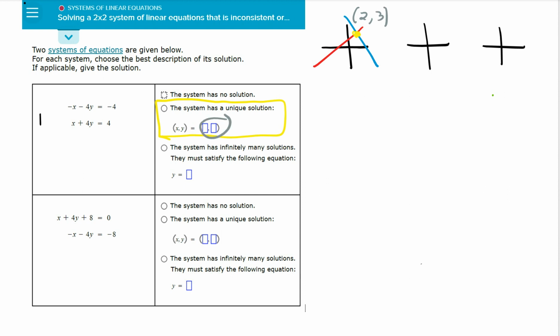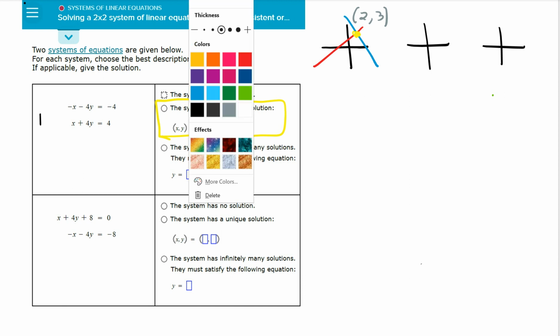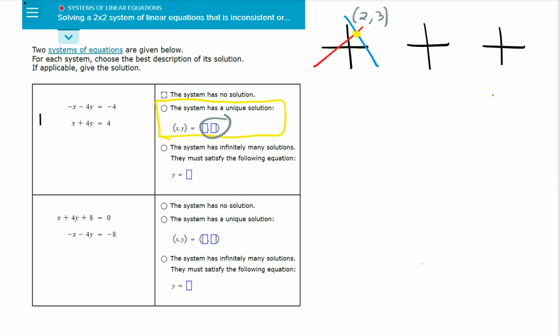All right. Now, there are two situations where that doesn't happen, and that is the inconsistent or consistent dependent. So I'm going to start with the inconsistent. The inconsistent one is when you graph your line and you get one line here, and then you get another line that runs parallel to it. Parallel lines never touch each other. So that would be this situation. You'd be saying the system has no solution because they don't touch.